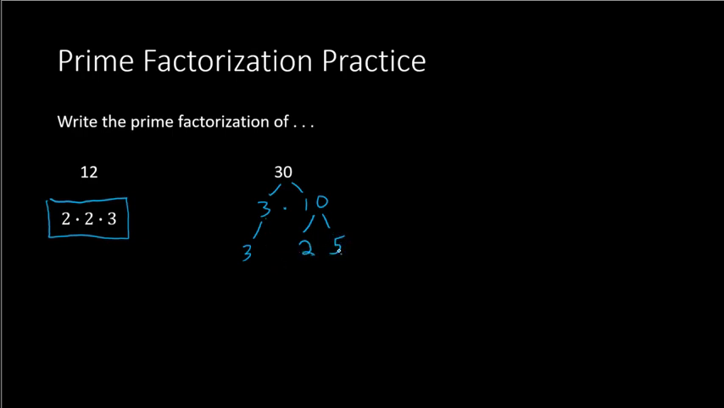Now 2 and 5 are prime. That cannot be taken further. So we have 3 times 2 times 5. But if you write this in order from least to greatest, we'd put the 2 first, and then the 3, and then the 5. So 2 times 3 times 5 is the prime factorization of the number 30.